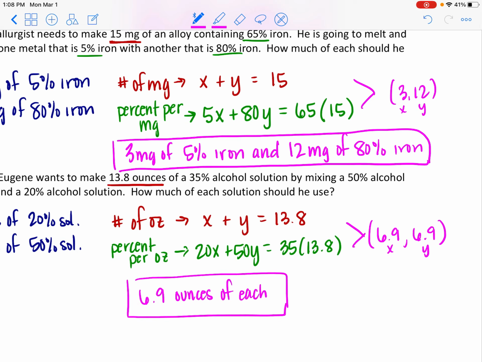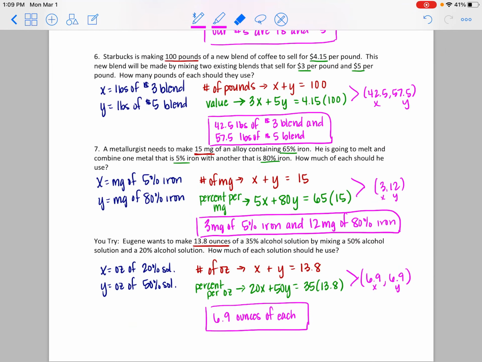And that one should make a little bit more sense, that it's the same amount, because if you think about 20 and 50 and 35, there's exactly 15 units away there and exactly 15 away there. So since the number we're looking for is right smack in the middle, it should make sense that we have an equal number of each of those to mix together. Now that I pointed it out, at least it should make sense, okay?